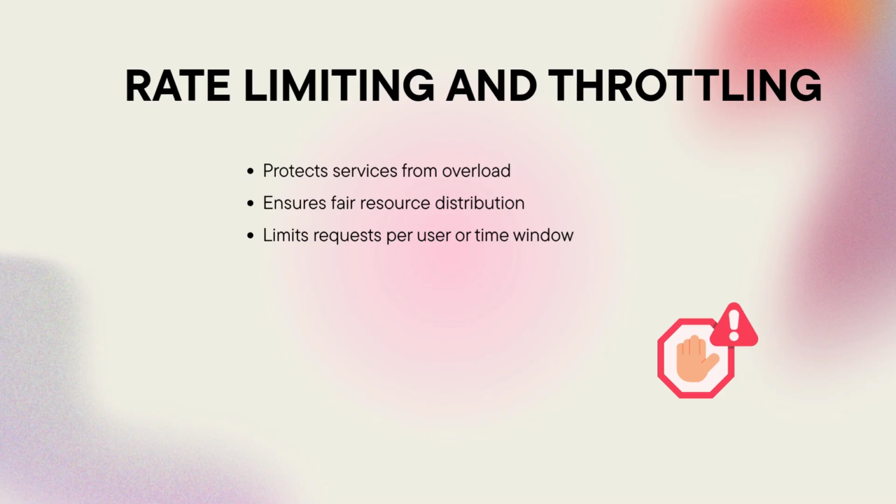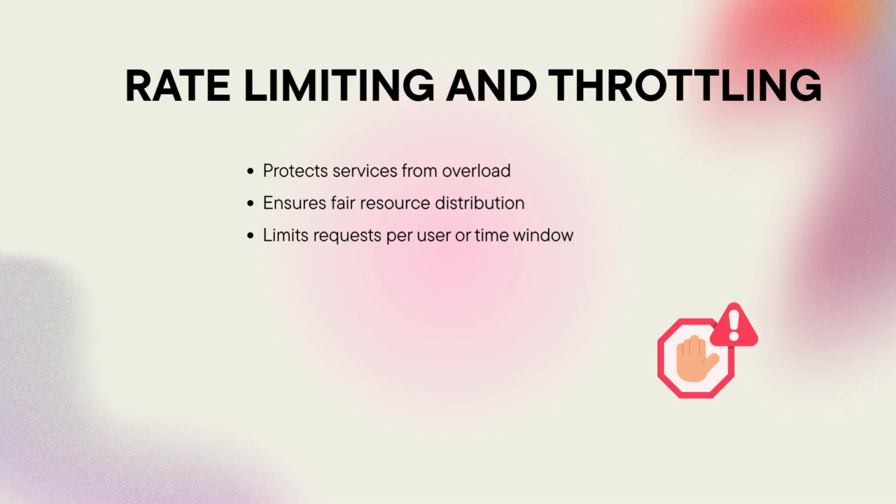APIs serving AI models must manage demand carefully. Rate limiting and throttling are the primary controls. Rate limiting sets a maximum number of requests allowed within a given time frame, for example, 100 requests per minute per user. Throttling is the active enforcement of that limit, either by delaying or rejecting requests once thresholds are exceeded.